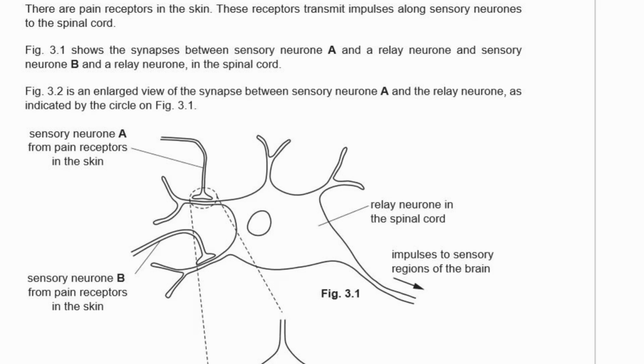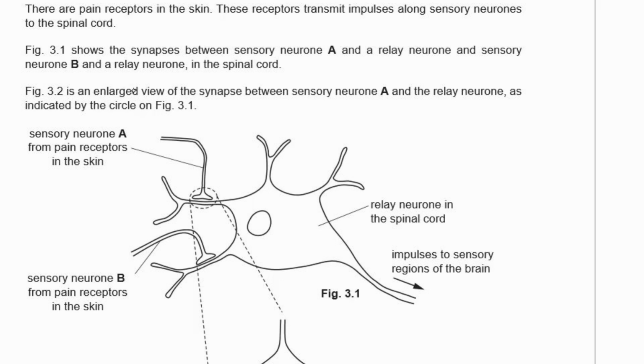There are pain receptors in the skin. These receptors transmit impulses along sensory neurons to the spinal cord. Figure 3.1 shows the synapses between sensory neuron A and a relay neuron, and sensory neuron B and a relay neuron in the spinal cord. Okay, this is figure 3.1. So this is sensory neuron A, this is the relay neuron, and this is sensory neuron B, and this is the relay neuron there.